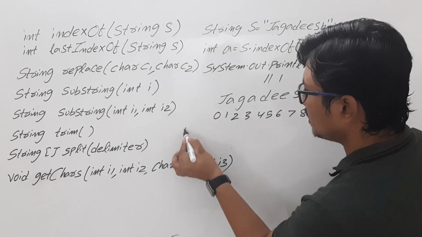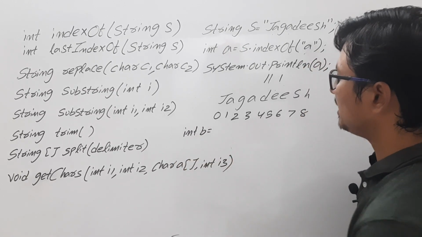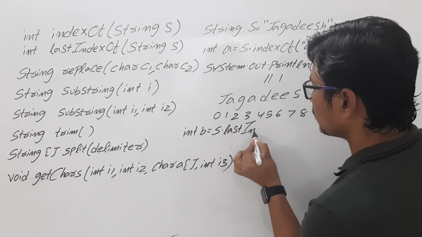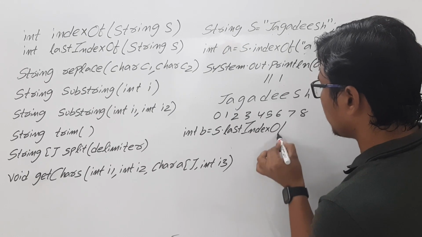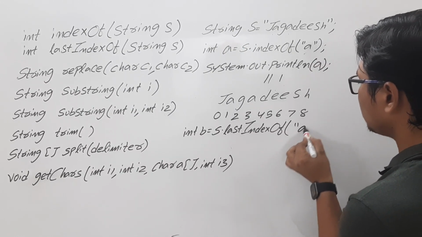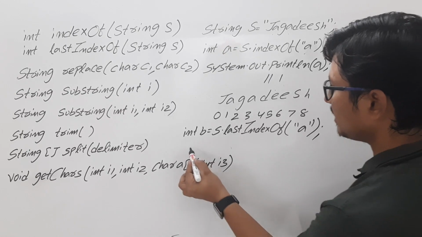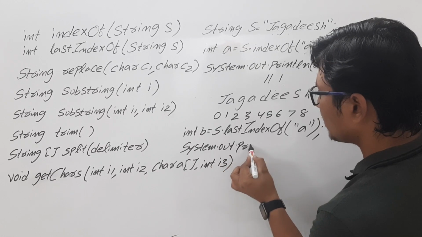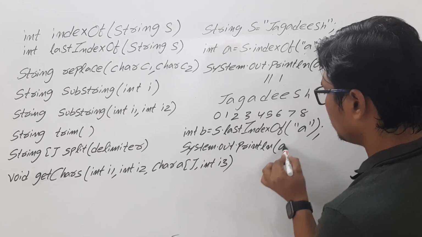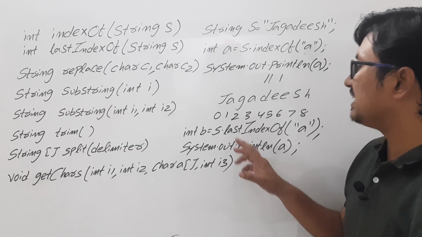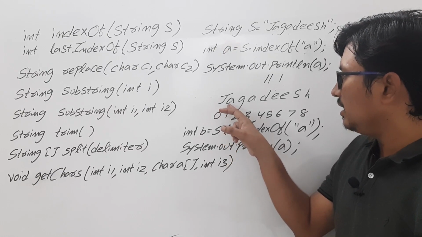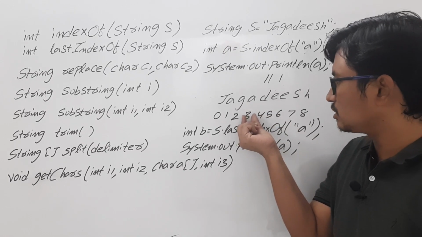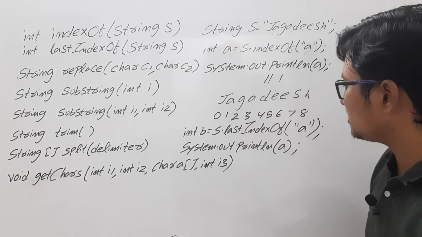Okay, let me write here. int b is equal to s.lastIndexOf, where I should be capital and O should be capital, and then I will write here a. Then if I write System.out.println, I will get the output as 3 for you, because of lastIndexOf. So a is there at index 1 and a is there at index 3. Which one is the last one? This third index. So that's why it will produce the output as 3 for you.